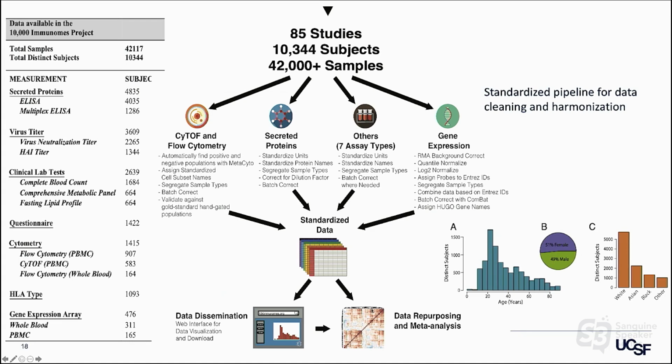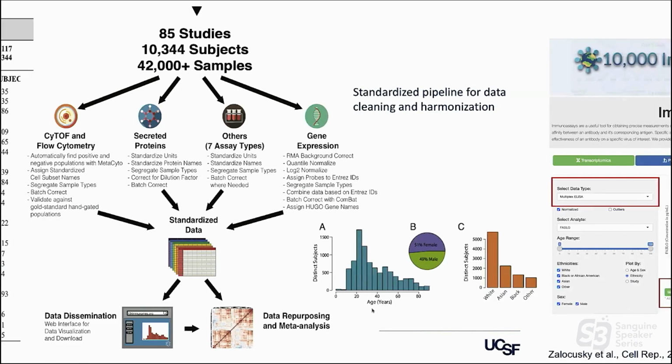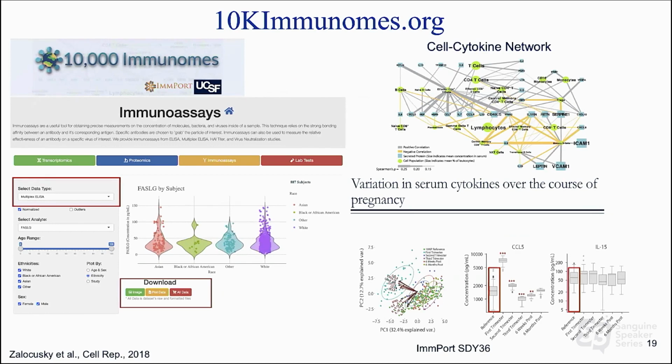We have a website called 10,000immunomes.org, where you could go to this website, and based on your data of interest, this is all built on the R Shiny platform, and immunoassays or transcriptomics, proteomics, depending on your interest. You can look at the data, and you could do all this in real time.